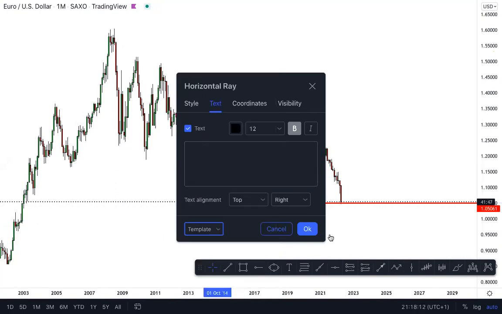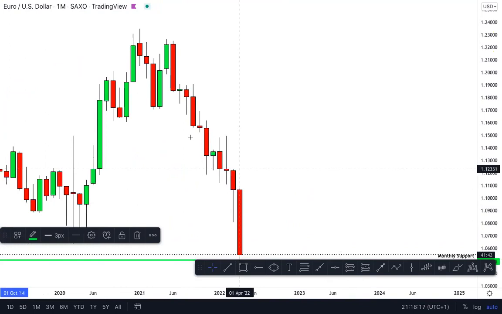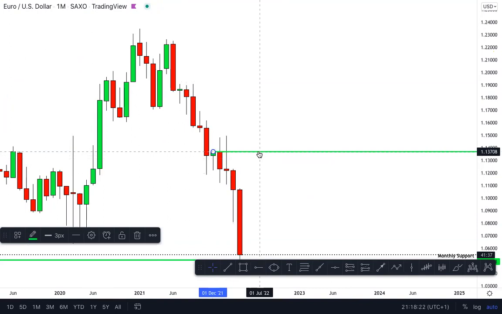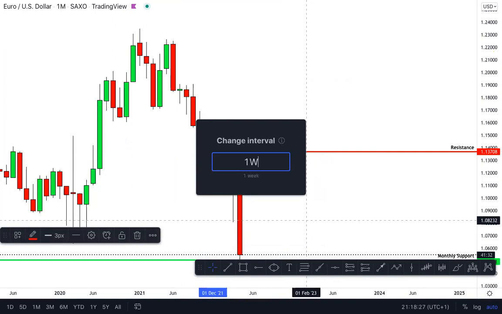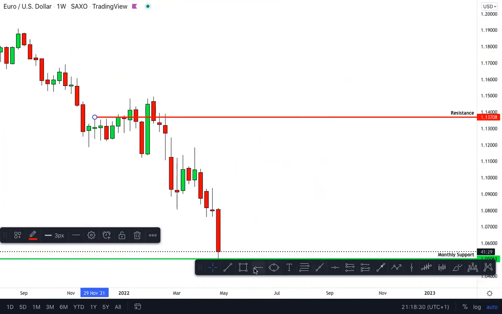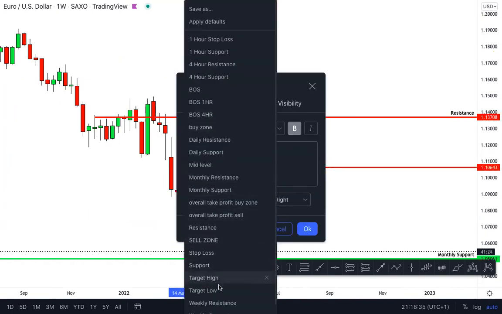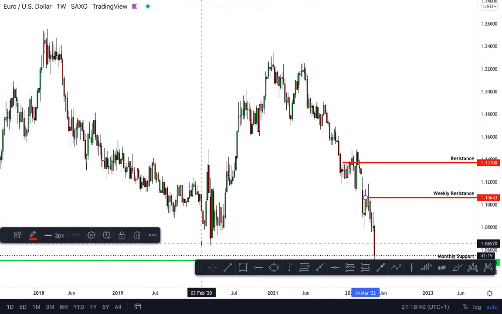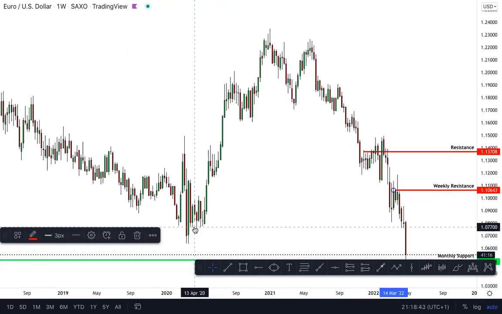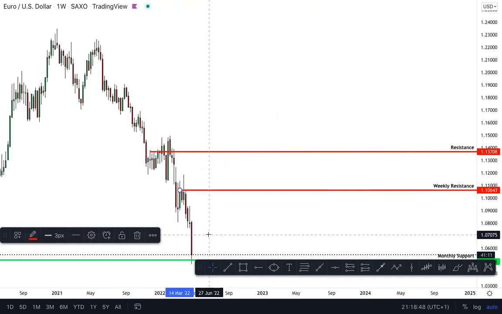Monthly support. So we've got monthly support here. I'm not going to do one all the way up there because it's kind of crazy. It's not going to go all the way back up there today. So we do a monthly resistance here, right here, and then let's go down to our weekly chart. See what we got. We've got a weekly resistance here. Let's do the highest candle. Weekly support anywhere. We've got another one here. We'll leave that for now.